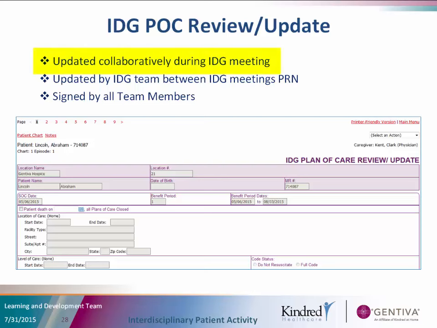Like the initial POC, the IDG Plan of Care Review and Update form is created and updated collaboratively until the IDG meeting. The update form is also a shared form. All assigned team members whose scope of practice allows it are able to make edits and updates to it between IDG meetings as a patient's care needs change. And don't forget that each page of the IDG POC should be reviewed and saved. This is to ensure that data from each page flows or auto-populates to the next IDG Plan of Care Review and Update.